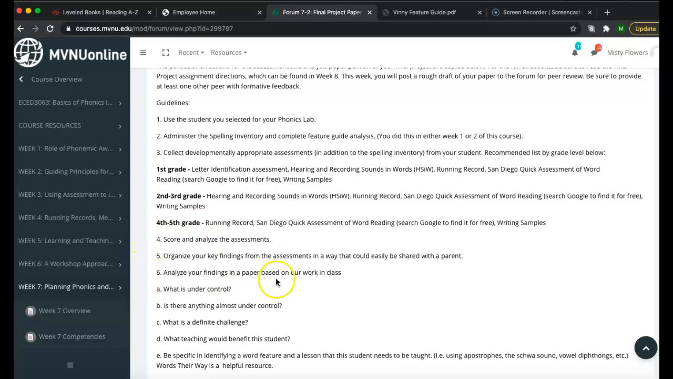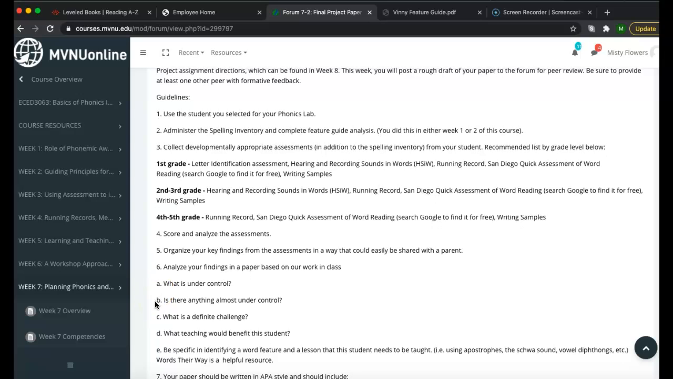Analyze your findings in a paper based on our class work. What does the child have under control? Is there anything almost under control? What is a definite challenge? What teaching would benefit this student?